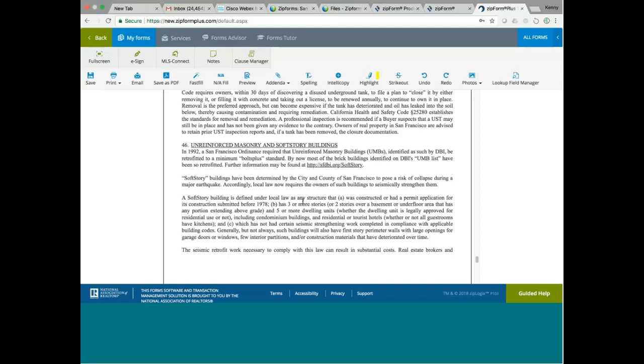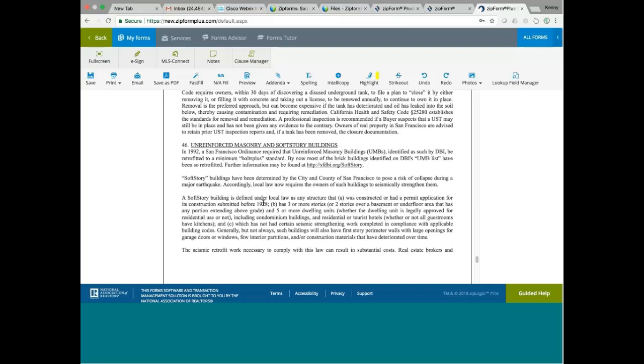Now, how is a soft story building defined? It is defined as any structure that was constructed or had a permit application for its construction submitted before 1978. As you know, many buildings are built before 1978 in the city of San Francisco, so you may have a soft story building, okay? And if it has never been retrofitted or has never been sold before, then it's possible that there was no retrofit.